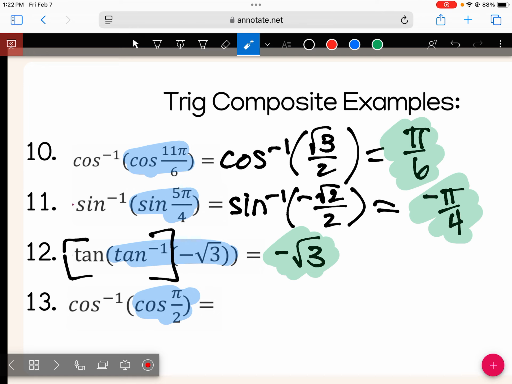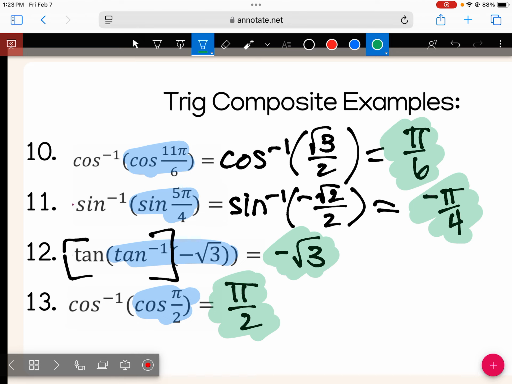So now cosine of pi halves, is pi halves in our range for cosine? Our range for cosine is 0 to pi. Hurrah! So all we have to do is write it down. Yes, Naya. So if it's in the range, the answer is whatever is inside the box.